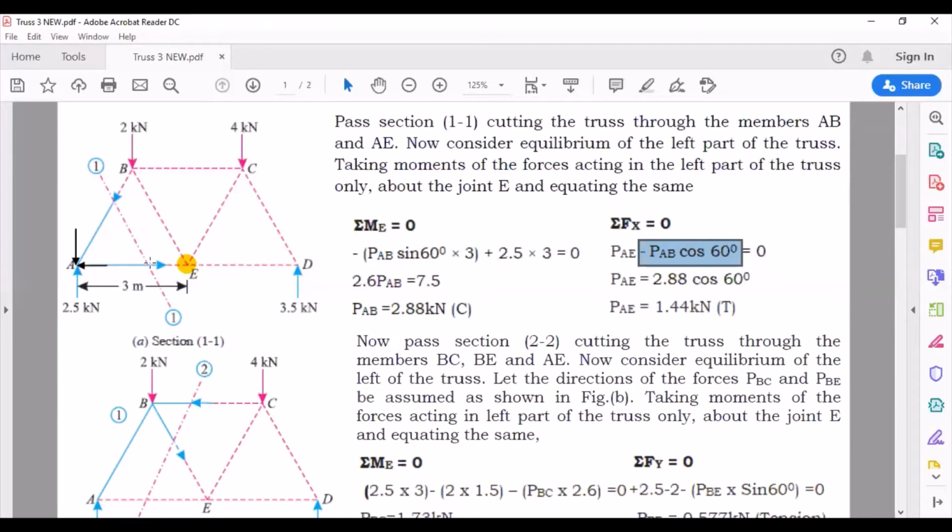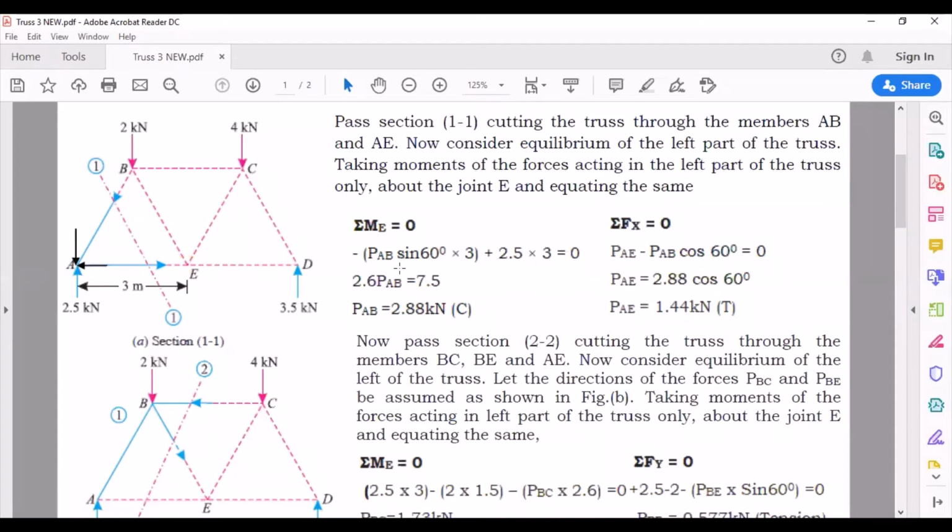Now if you see the direction, you can see that the arrow is moving away from joint A. Away from joint A means it is a tensile force. So you have calculated member force AB and member force AE. Now, in a similar way, you're going to calculate the other member forces also.